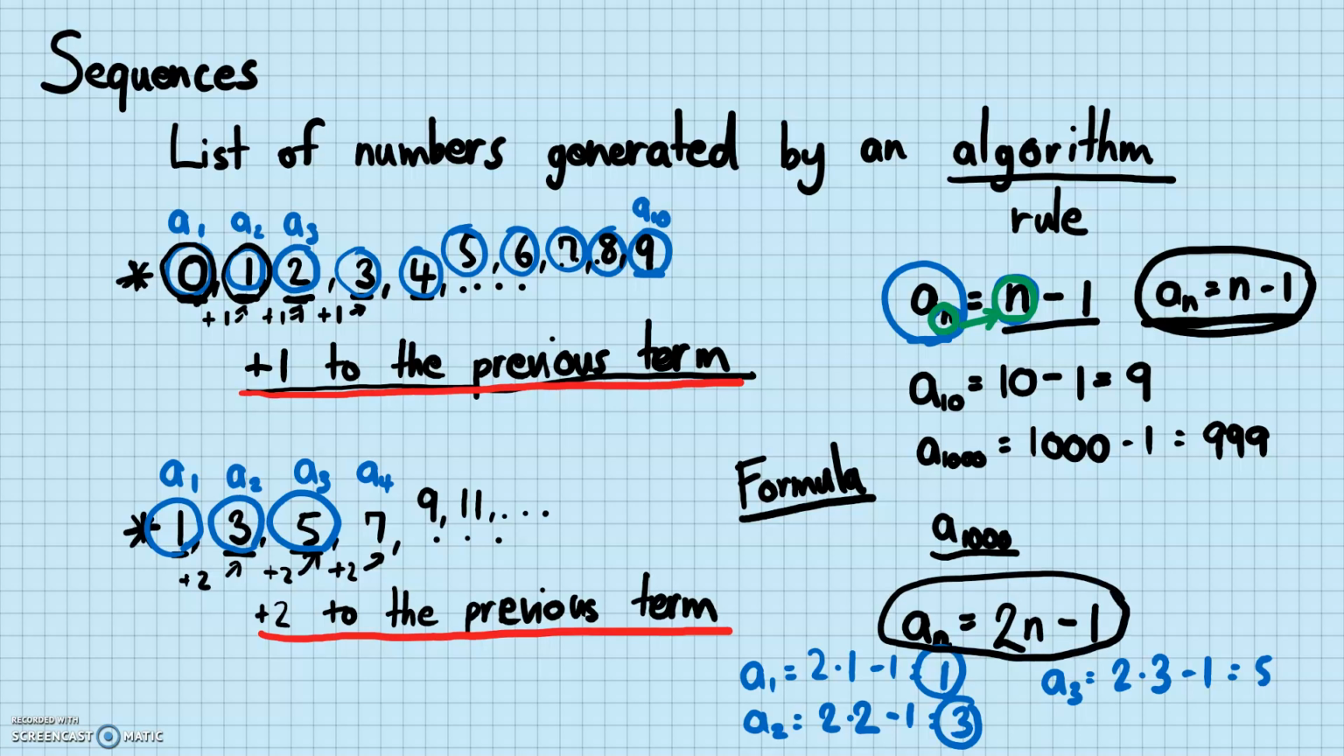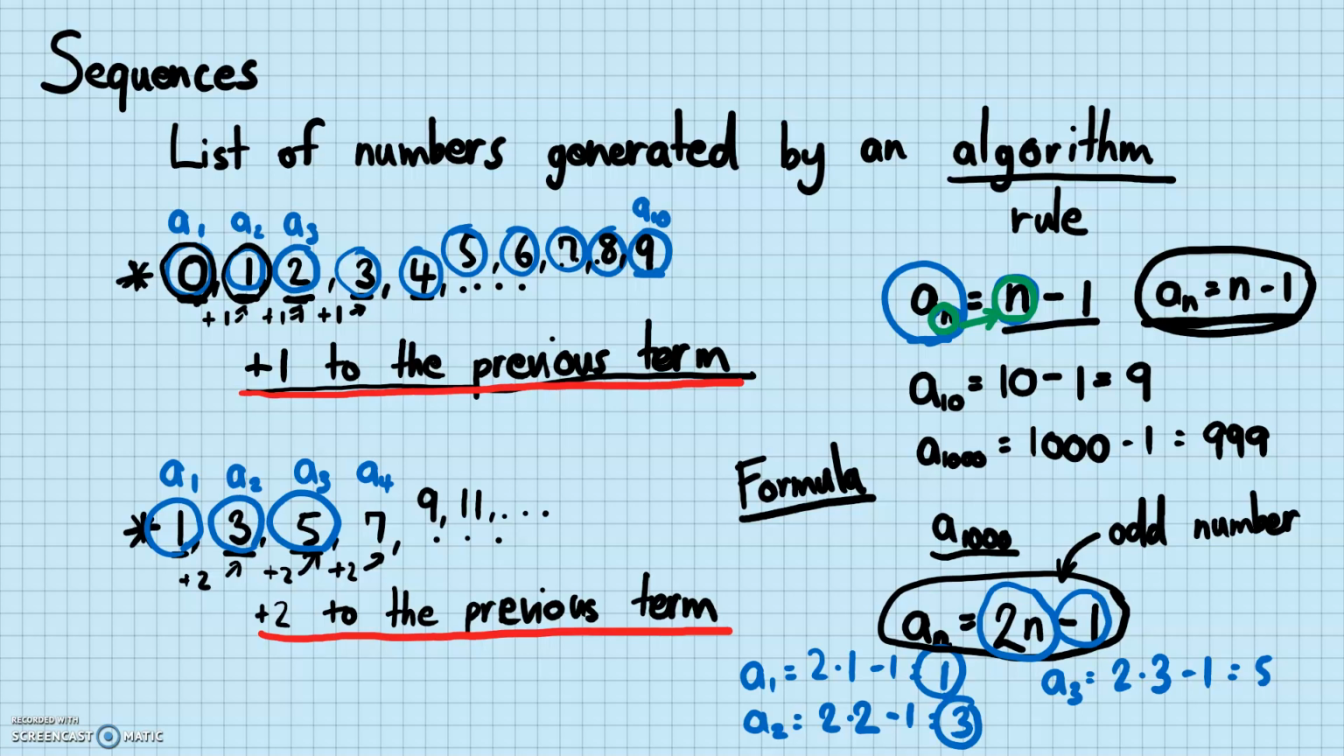And in fact, this algorithm is very famous, and you will see it more often later on in mathematics in relation to odd numbers. Because if you multiply any integer by 2, it's an even number. And if you subtract 1 from an even number, it's going to be an odd number. So this is a general formula for finding odd numbers.